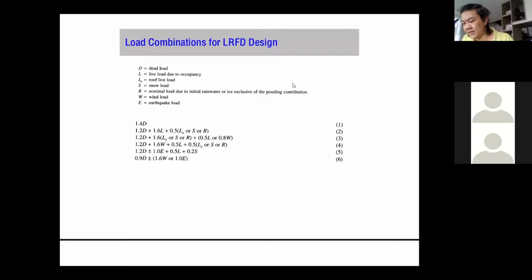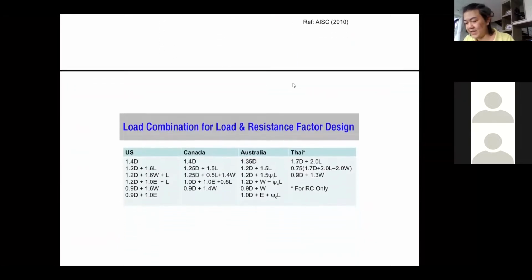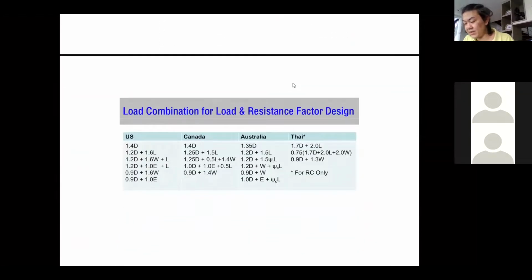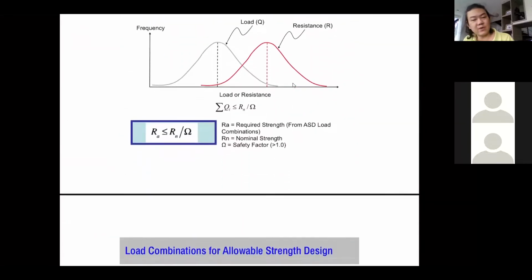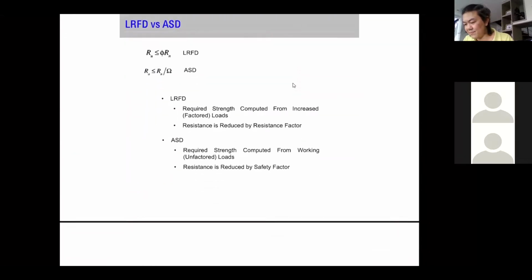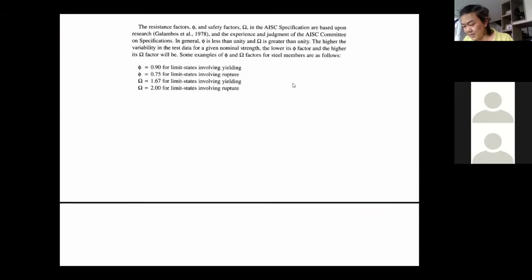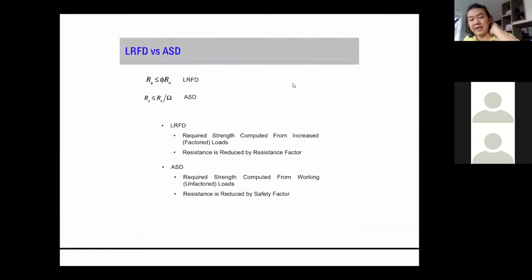And this is the load combination in LRFD. We try not to focus much on this. See, the load factor is greater than 1, and the same for ASD. And this is the example of the load combination. And this states here that for LRFD, for RC only in Thailand. And okay, same concept for ASD, but it's a factor of safety instead. Okay, and all right. So I already mentioned this in the beginning of the class.